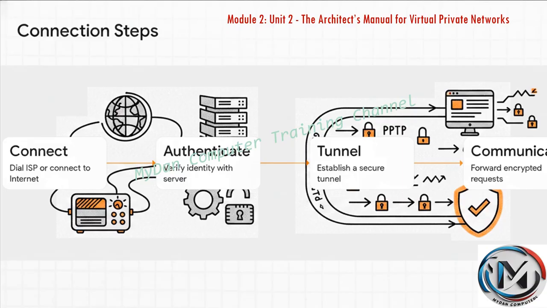Step 1. You connect directly to the internet, whether you're using broadband or dialing into an ISP. Step 2. You authenticate your identity with a remote access server, basically proving you are who you say you are. Step 3. A secure tunnel is established using one of those protocols we just talked about, like PPTP or L2TP. And Step 4, the big payoff. Your computer now behaves exactly as if it is physically located right there on that remote network, forwarding all your encrypted requests and responses back and forth seamlessly.